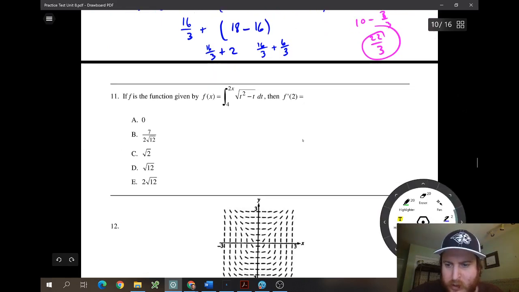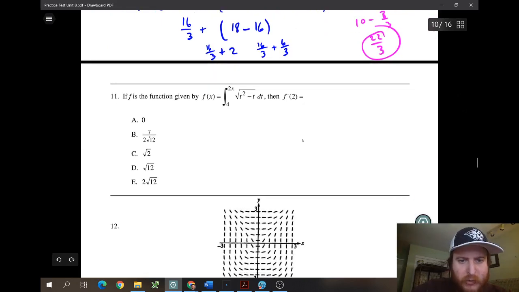This is going to be the FTC Rule 2 with chain rule. So we have that d dx, but we have a 2x here. So we need to make sure that when we plug that in, we're going to get 2.